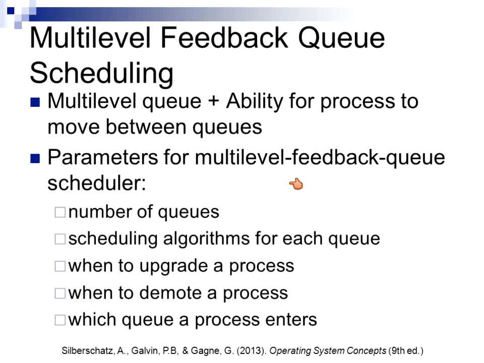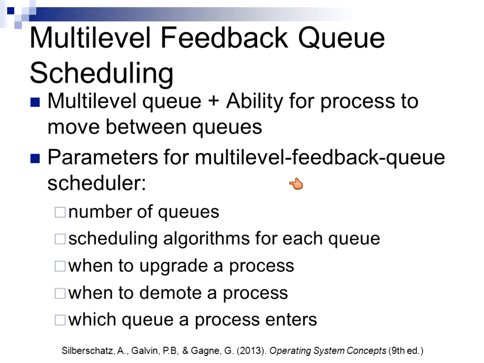When you're doing something like this, there's so many things that you need to decide on. How many queues do you have? What scheduling algorithm are you going to use for each queue? When do you upgrade a process and put it in a higher priority queue? When do you demote a process and put it in a lower priority queue? And then what queue do you put a process in when it first enters the system? Okay, all these decisions have to be made, and you can configure your operating system a certain way, and then the algorithms that are written in the operating system are making these decisions. Okay?